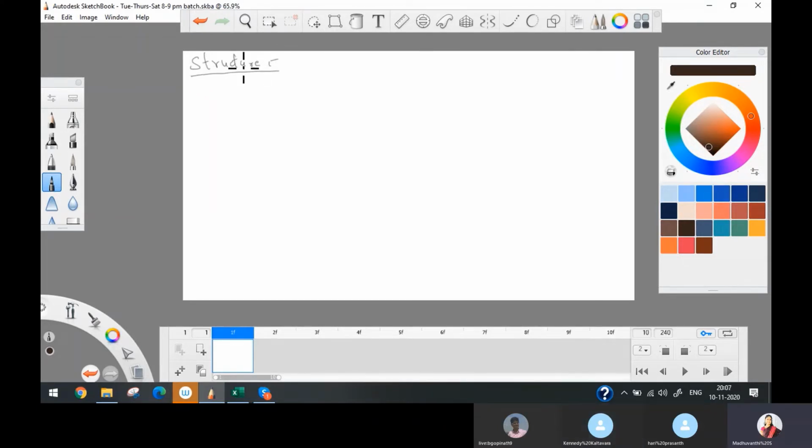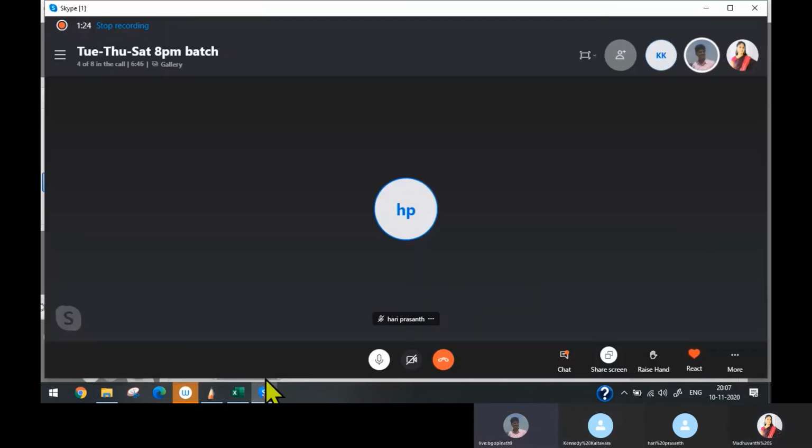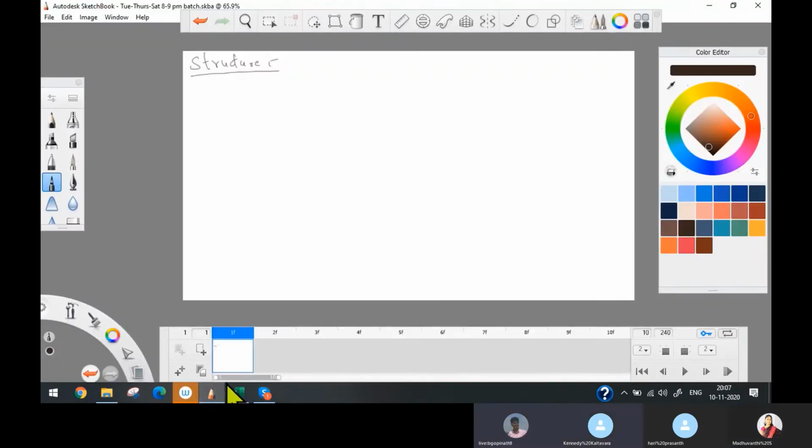So anybody have any idea what is a structure or how to define a structure? Which takes some load and transmits it to some other elements. Okay, anything which transfers the load. That is also a structure, but for a structure there are three definitions. Right?